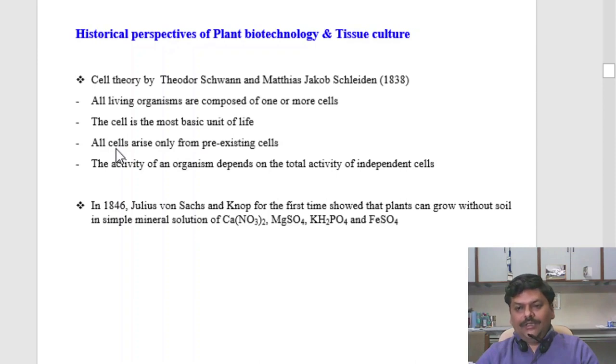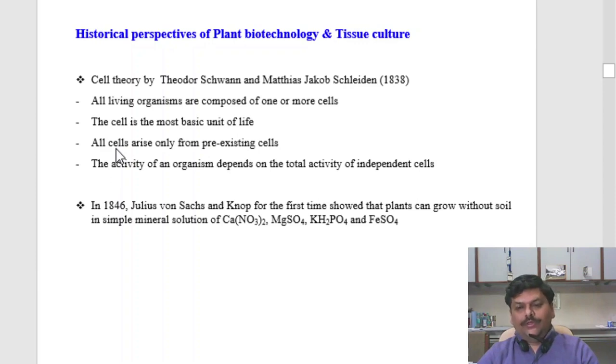So ultimately the activity of an organism as a whole is dependent on the total activity of the cells. This is the famous cell theory proposed by Schleiden and Schwann, and this is basically the starting point for tissue culture for both plants as well as animals. In case of plants, there was a big development in 1846 when Julius von Sachs and Knop, for the first time, grew plants without soil.